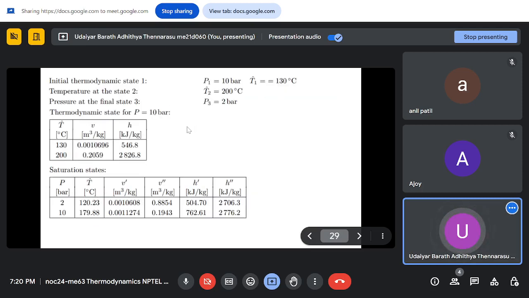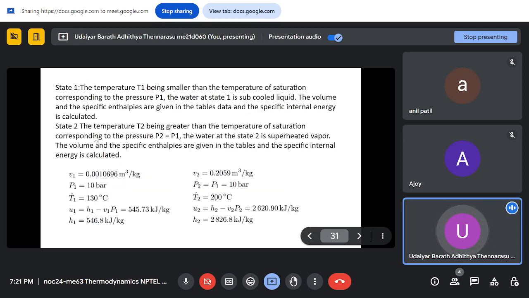So they have given the specific volume corresponding to 130 degrees Celsius and 10 bar as 0.0010696. So this is your specific volume and the corresponding enthalpy of the liquid, this is water, is 546.8. So we know both V and H. Specific volume is 0.0010696, pressure is 10 bar, temperature is 130. So internal energy you can calculate as H minus PV. We know volume, we know pressure, substituting that we will get internal energy as 545.73 kilojoule per kg, and H1 is 546.8, which is given in the table.